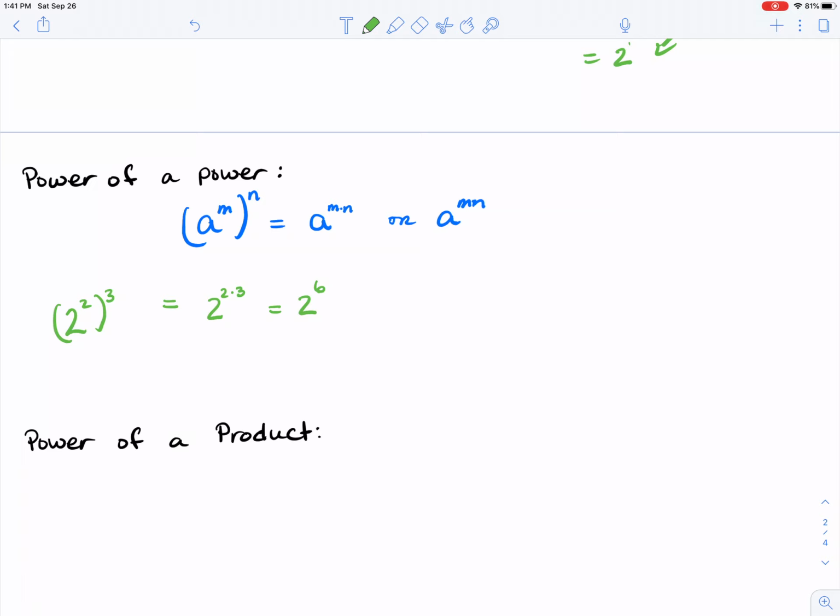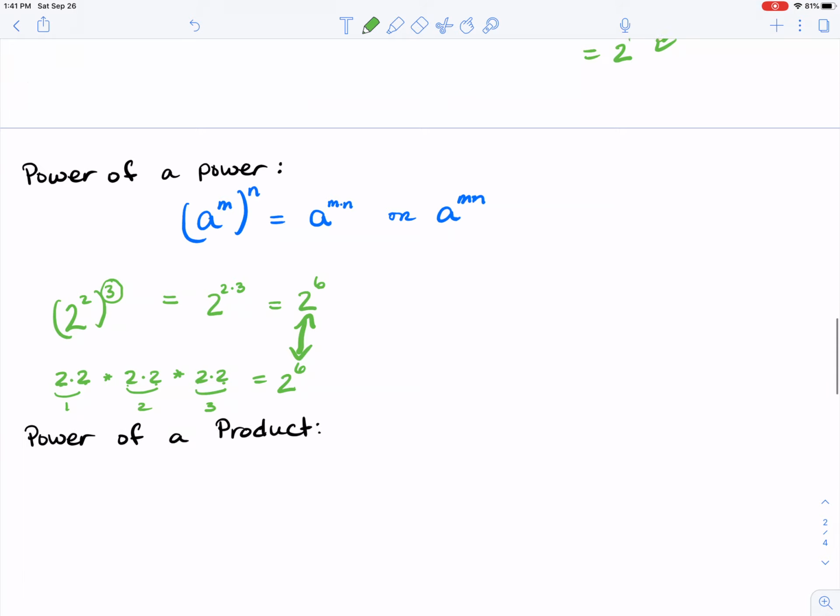Well, how do I know this to be true? 2 squared is 2 times 2, and they're telling me I need 3 groupings of it. So that's 1, then I multiply it again by another 2 times 2, and again by another 2 times 2. Now I have my first grouping, my second grouping, and my third grouping. If I add them up, there's 1, 2, 3, 4, 5, 6 twos. Well, that does equal 2 to the 6. Those are the same.